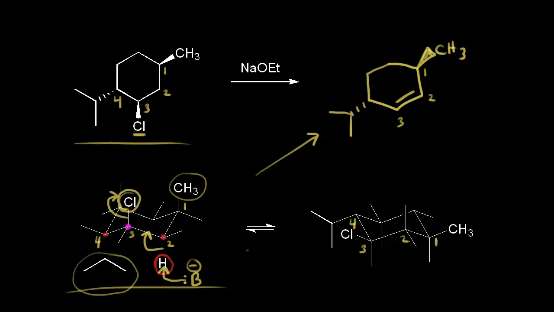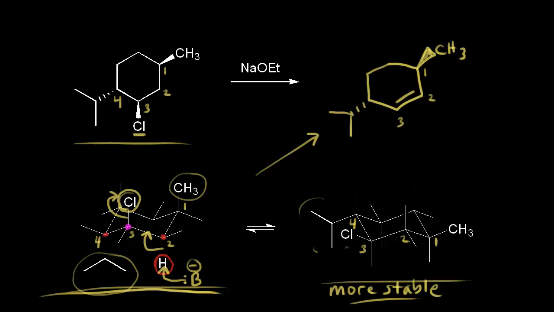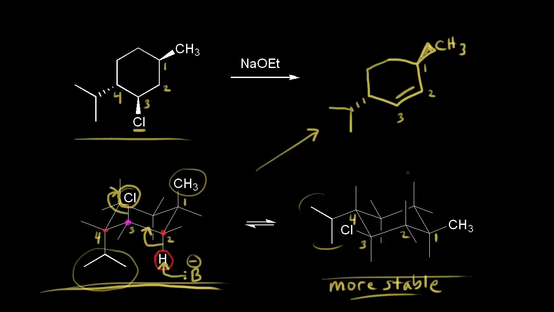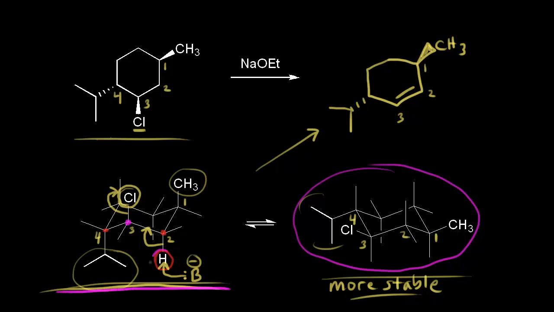When we think about our two chair conformations, the one on the left has all of our groups axial, and the one on the right has all of our groups equatorial. So the one on the right is actually much more stable. So this is more stable with all of the bulky groups out to the side, which means that this is a relatively slow reaction. The reaction is slow because the equilibrium favors the conformation that has the bulky groups equatorial, but that's not the conformation that has the requirements for our E2 mechanism, so it's the less stable conformation that has the anti-periplanar hydrogen and chlorine. So this reaction is much slower than the one that we just talked about.